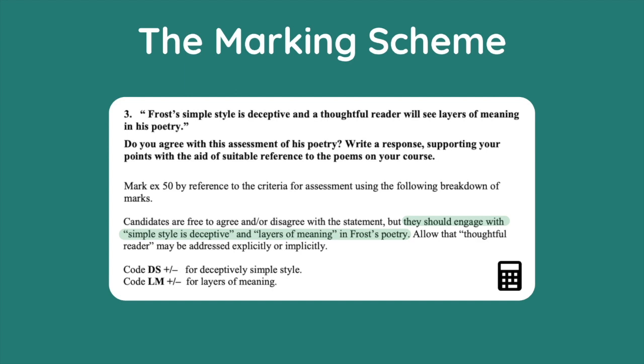The corrector will award you with the code DS for any valid points that you make in relation to Frost's deceptive style, and they'll reward you with the code LM for points made in relation to layers of meaning. So your goal should really be to achieve both of these codes for each of your main body paragraphs. Remember, the more codes you are rewarded, the higher your grade will be.